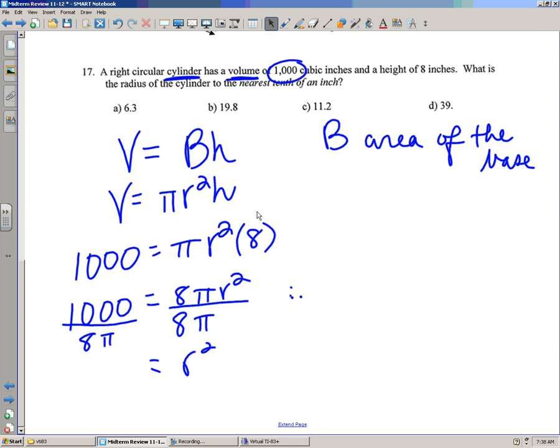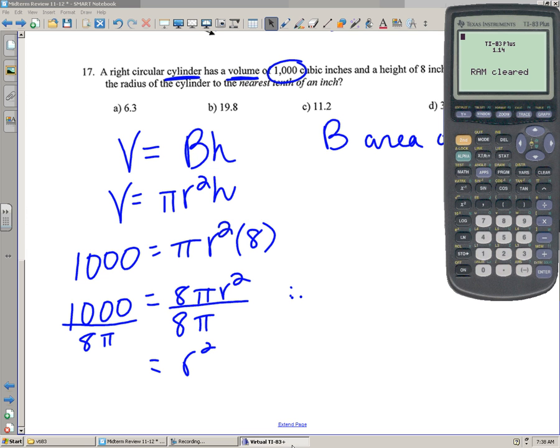Now, to type this into the calculator, we have to be very careful. On the old calculator, it's 1,000. This works for the new ones as well. Divided by parentheses 8 pi. Really important for a question like this. You have to use parentheses because there are two numbers in the denominator. So we get 39.78873577.